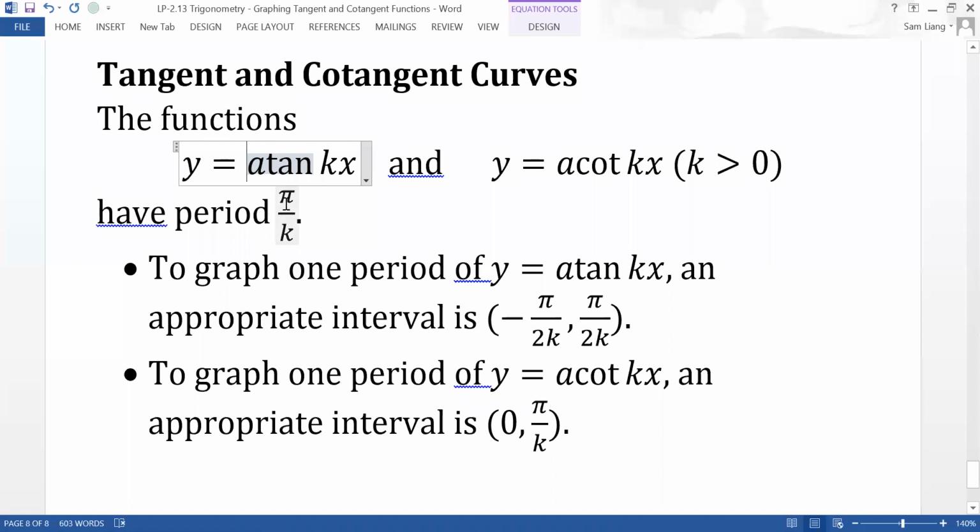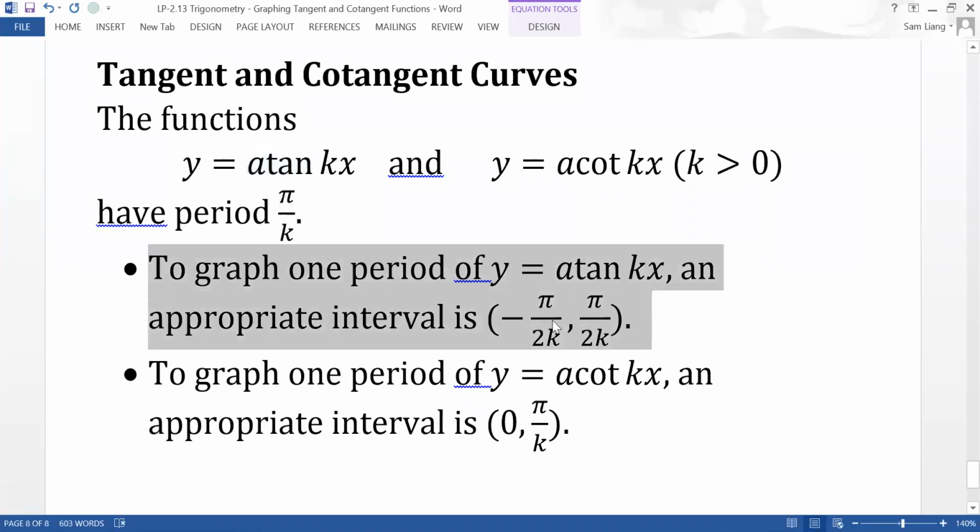Okay, and the period is going to be pi over that coefficient k. For this bullet point, it's negative pi over 2. So negative pi over 2 to pi over 2 is what we graphed in the example that we did earlier. And then if you have a change in period, then you divide that by k, right? For cotangent, we graph from 0 to pi, right? And then if you have a change in period, then you divide by k.